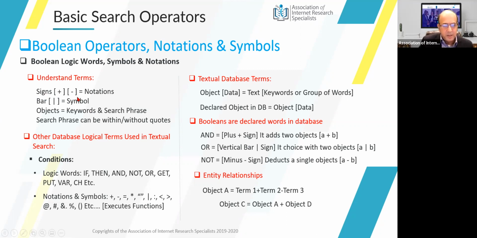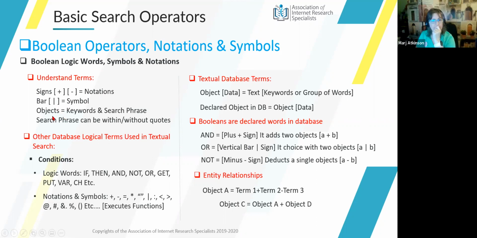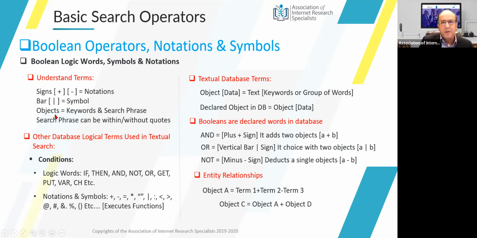Notations are plus, minuses, something that is algebraically considered as something which can be mathematically used. So signs, plus, minuses, we call notation. Symbols are like the vertical bar. Asterisk could be a symbol, for example. Then objects, what is objects? Objects can be anything that is declared or something that is searched for, or declared as a term.